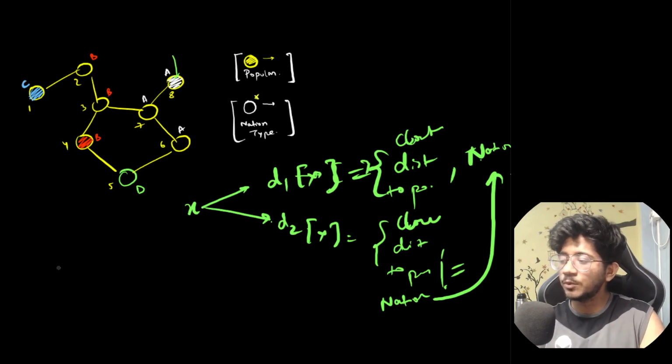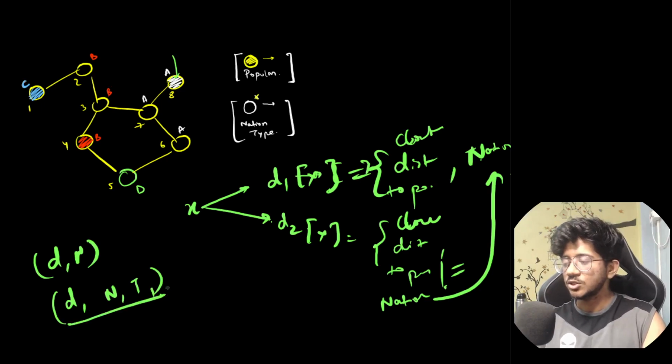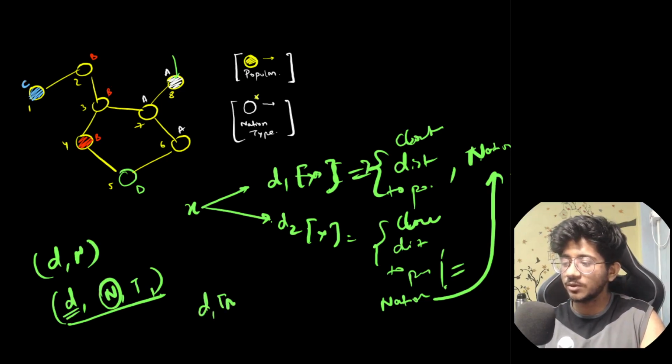Earlier we put the distance and the node in the priority queue. Now we'll put the distance, the node, and its type, the type from which this particular shortest distance is being generated. Let's say the first time a particular node is taken out from the priority queue with the shortest distance D, we will mark D1 of that particular node as D, and mark the current type of the node as T.